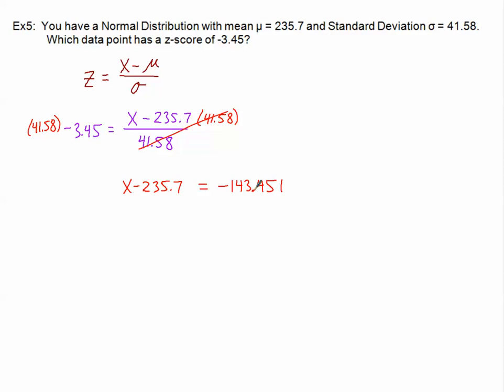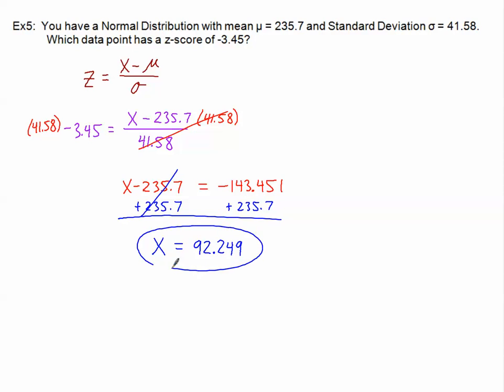We're still solving for x, so let me add my 235.7. I'll do that to both sides, of course. And it looks like we're going to have a data point that is 92.249. So that's not too bad. We just have a little bit more work to do. So this is just a formula. You can plug in any parts that you know and solve for the missing piece.